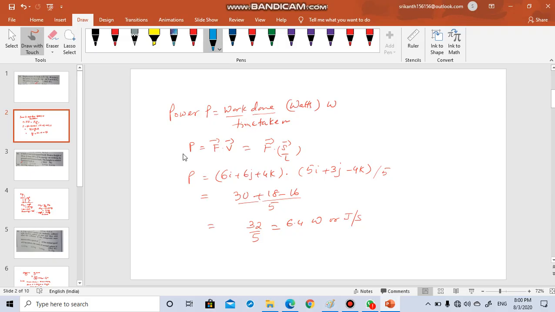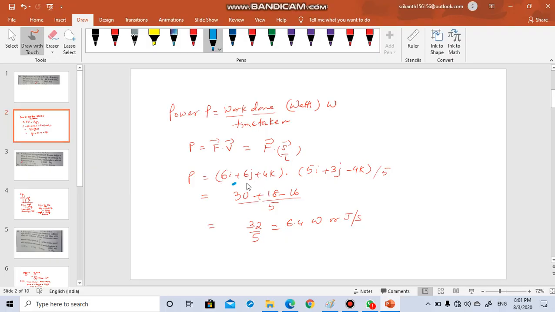So power has another formula. P is equal to the dot product of force and velocity. P is equal to F dot V. Okay, what is V? V is displacement by time. So it is F dot S divided by time. You can see very well that F dot S is the work done. This we have discussed in the work done topic. So we have to do the dot product between the force and the displacement.